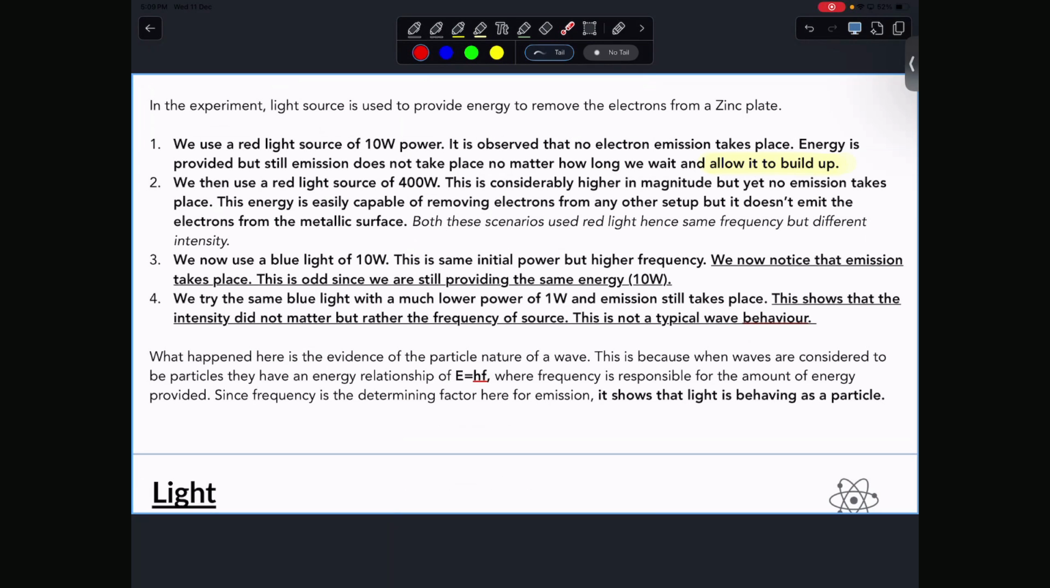Why? Because an electron will never interact with what? A wave. Okay? So this build-up process is a what property? Wave behavior. Yes?